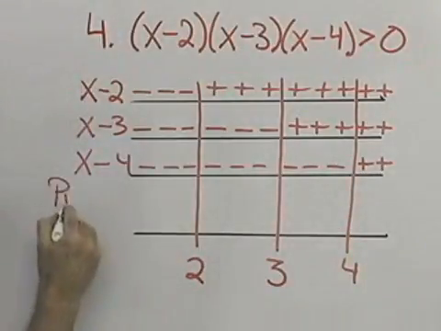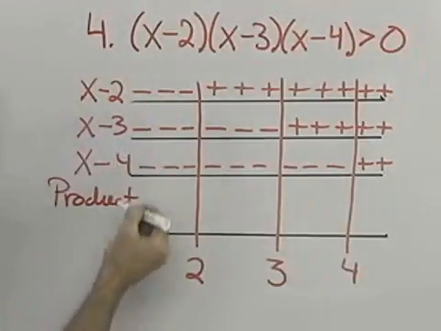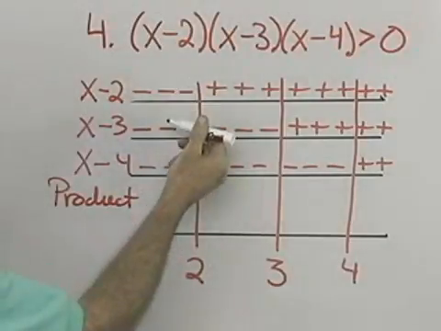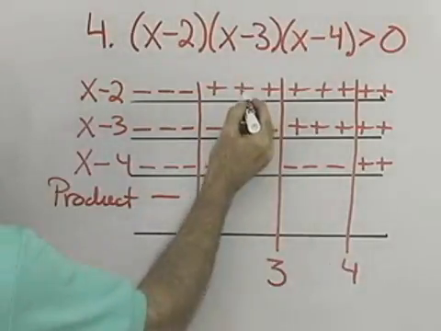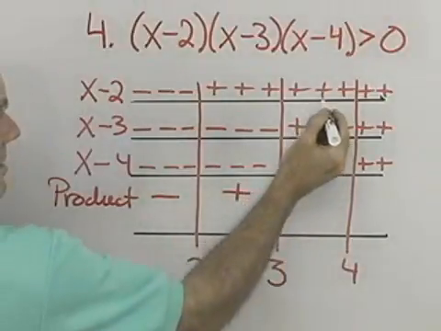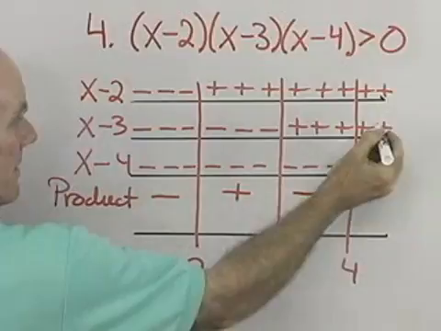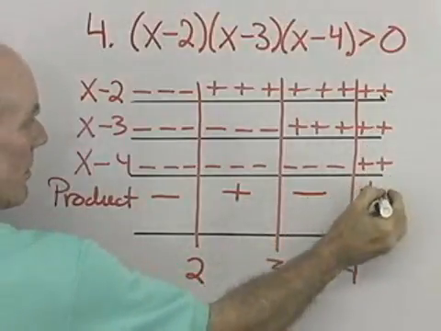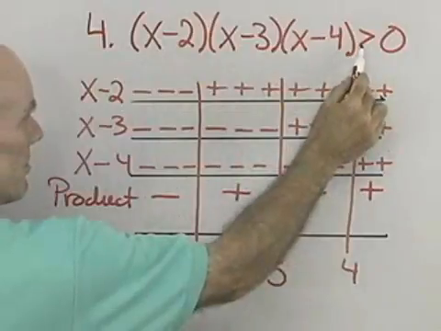So how about my product of all three of these factors? Well, a negative times a negative times a negative will be negative. A positive times a negative times a negative will be positive. A positive times a positive times a negative will be negative. And a positive times a positive times a positive will be positive. So I want the product of these three factors to be greater than 0.